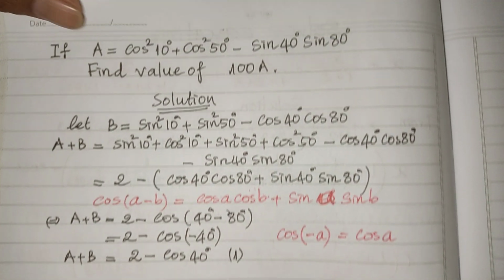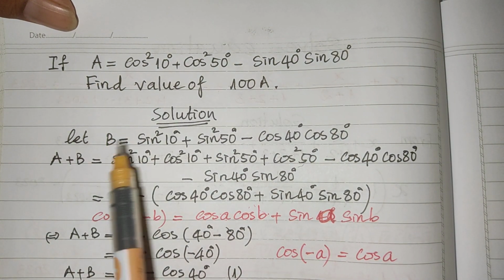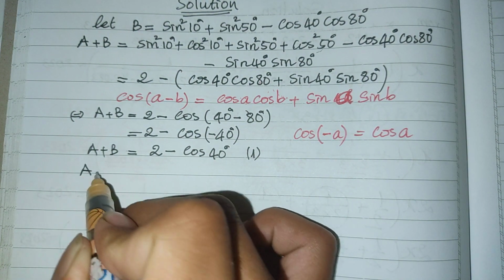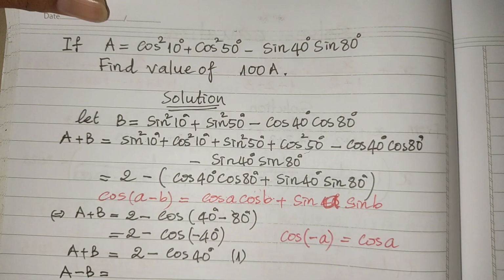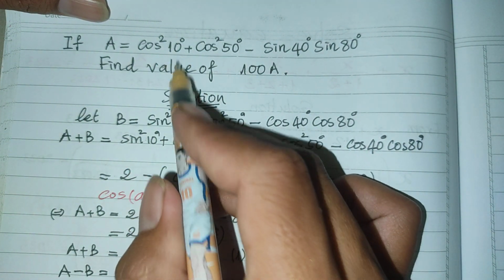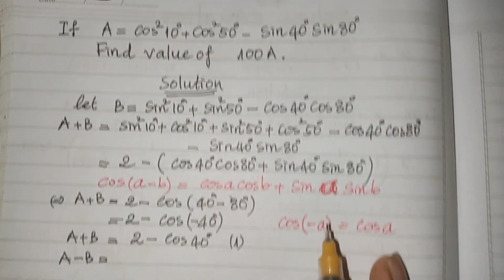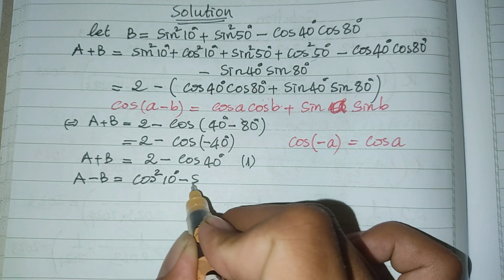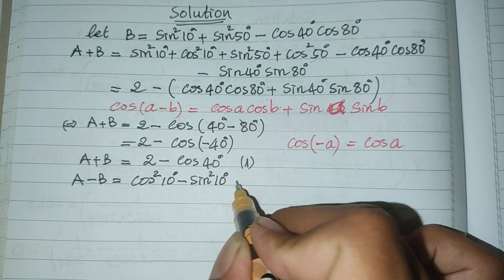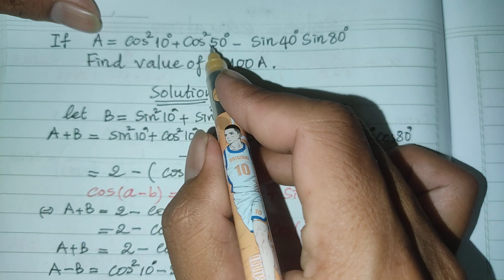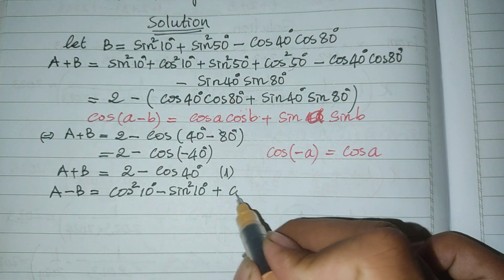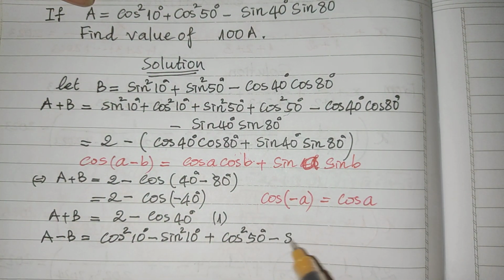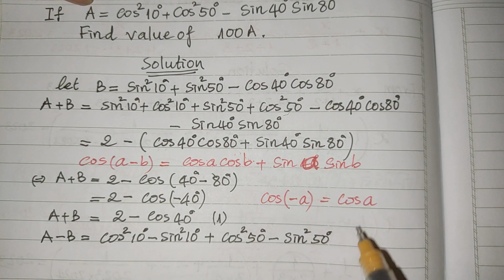And now we take A minus B. A minus B is cosine squared of 10 degrees minus sine squared of 10 degrees, plus cosine squared of 50 degrees minus sine squared of 50 degrees.